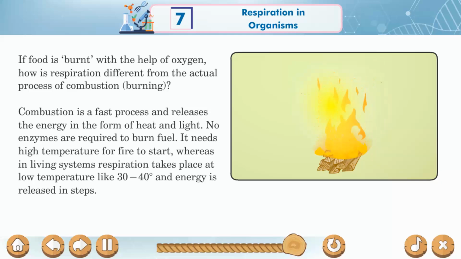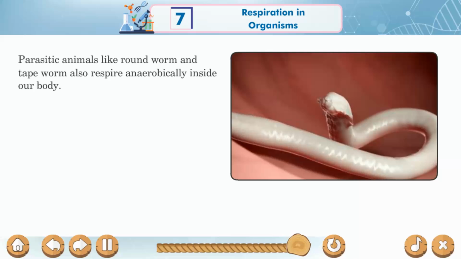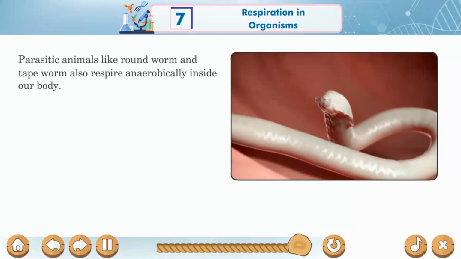No enzymes are required to burn fuel. It needs high temperature for fire to start. Whereas in living systems, respiration takes place at low temperature like 30 to 40 degrees and energy is released in steps. Parasitic animals like roundworm and tapeworm also respire anaerobically inside.